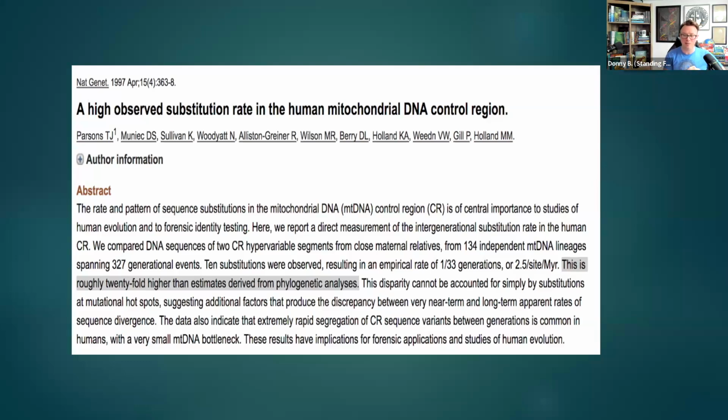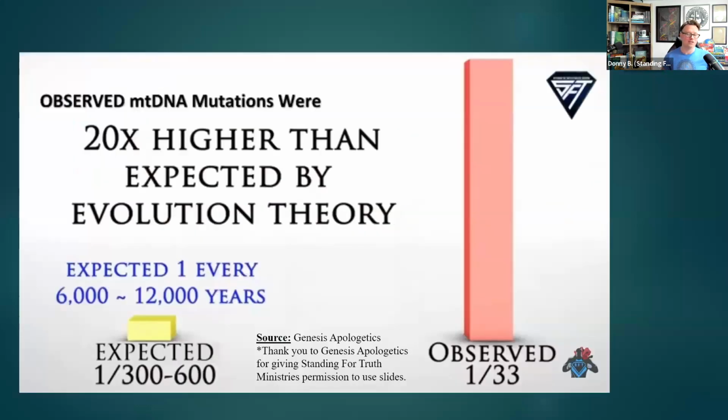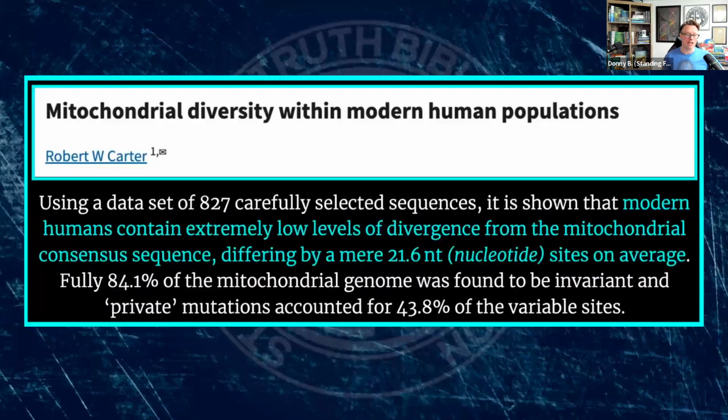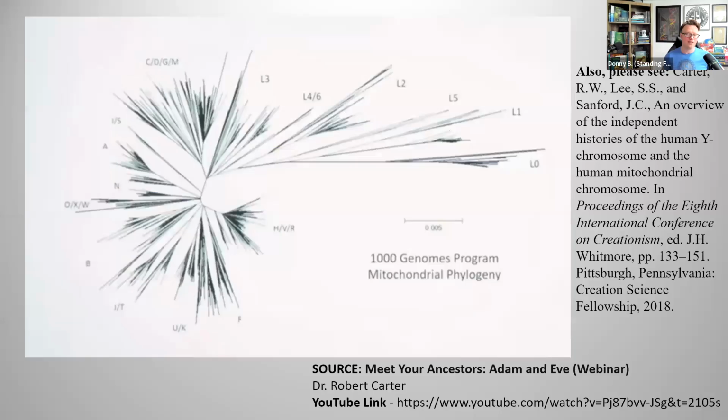But this is truly amazing. Right here, an excerpt from this paper: this is roughly 20-fold higher than estimates derived from phylogenetic analyses. And so much faster. And if you use the observed rate, you get an Eve that's just 6,000 years ago.